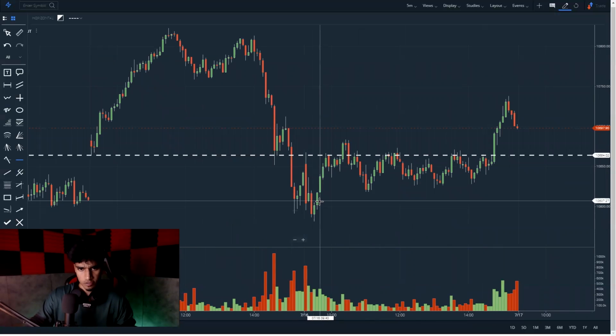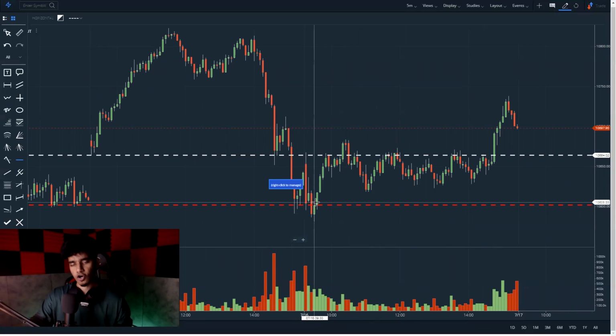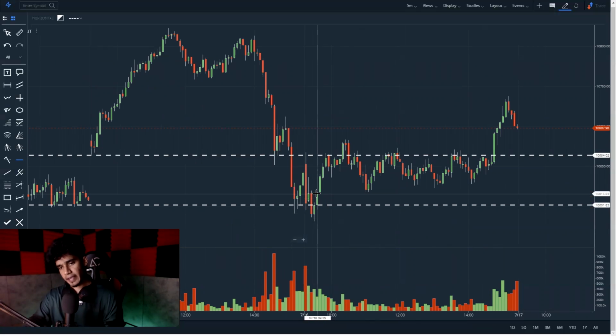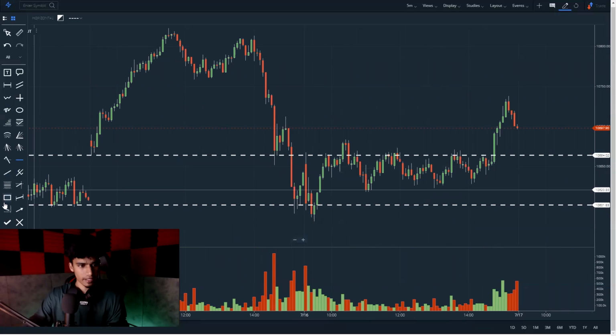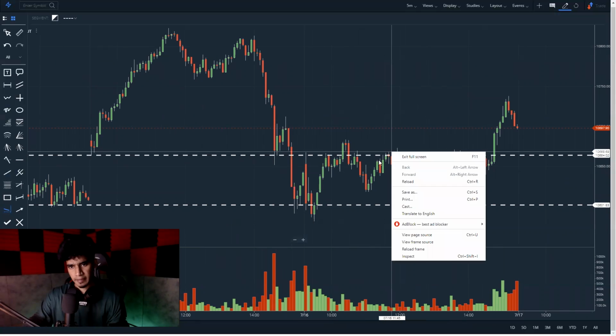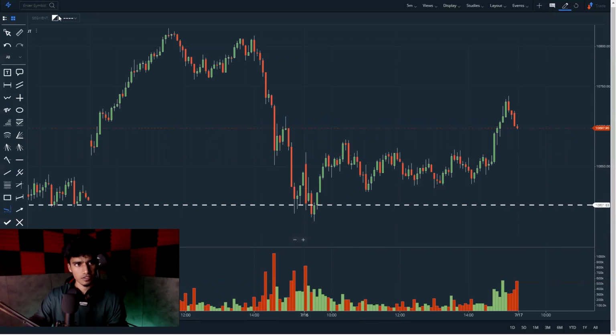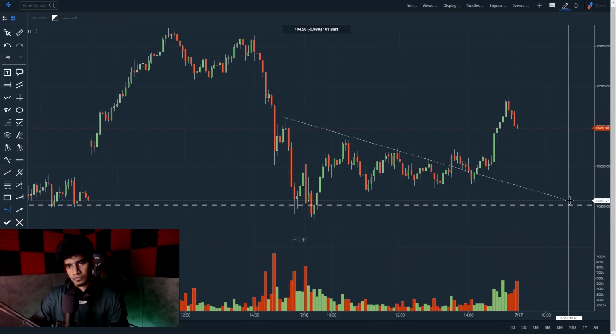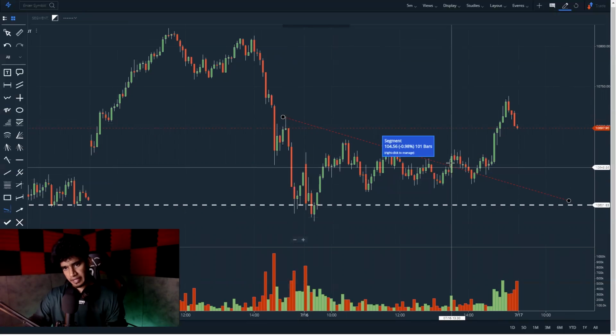To give a quick recap, this was my first entry. I bought call options. I'm up 64K. And again, let me plot my segment. Drawing. This was the next break that I caught.